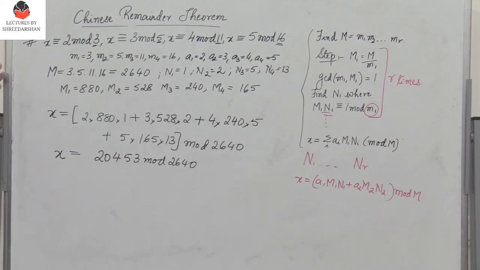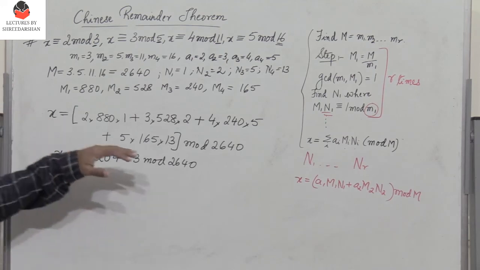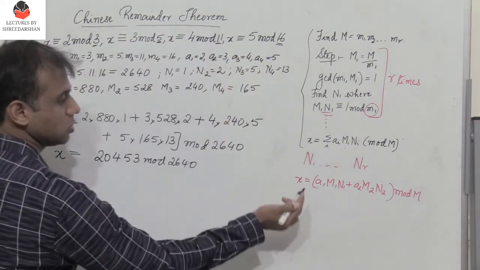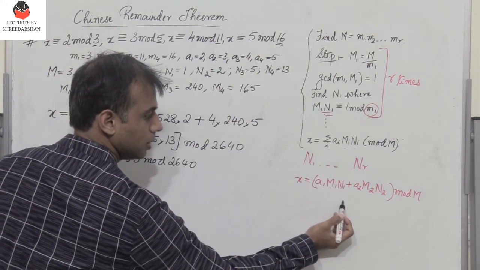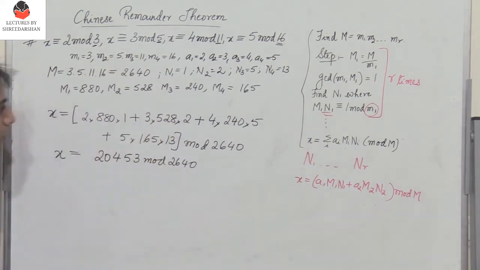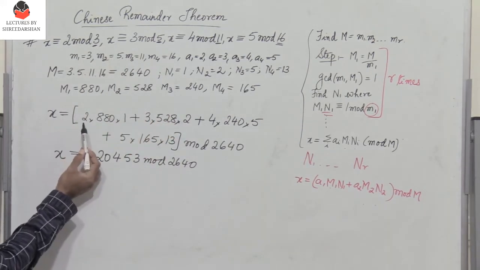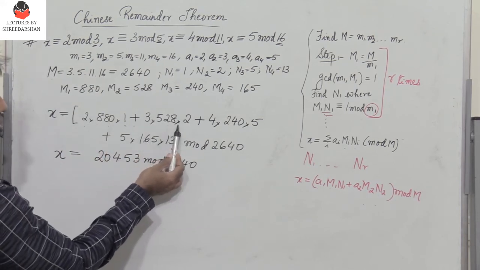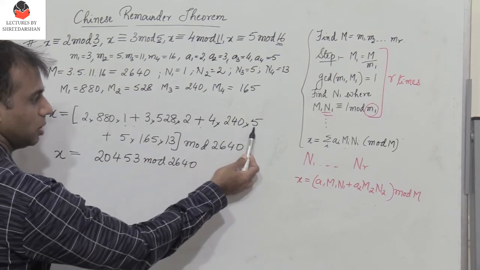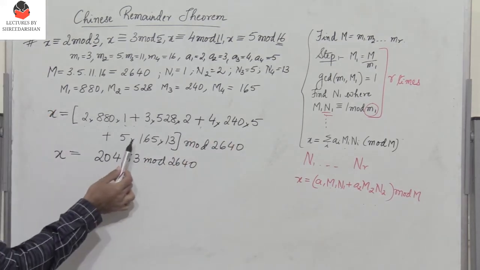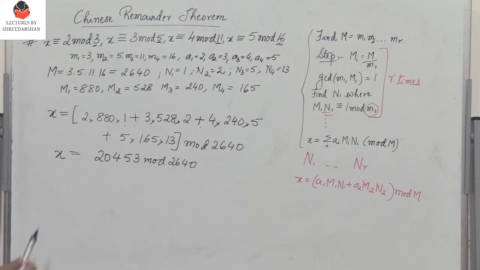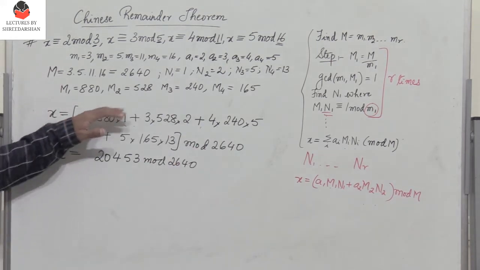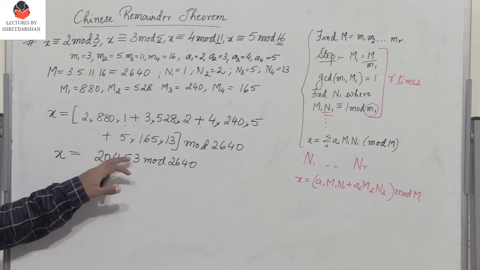So finally, how do you find the value of x? You find it by using this expression. Here I have 4 equations, so it's going to be a1, m1, n1 up to a4, m4, n4. So x is equal to a1 into m1 into n1 plus a2 into m2 into n2 plus a3 into m3 into n3 plus a4 into m4 into n4 in mod 2640. When you do this calculation, you get 20453.